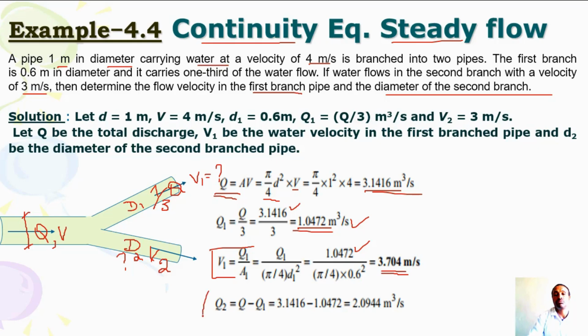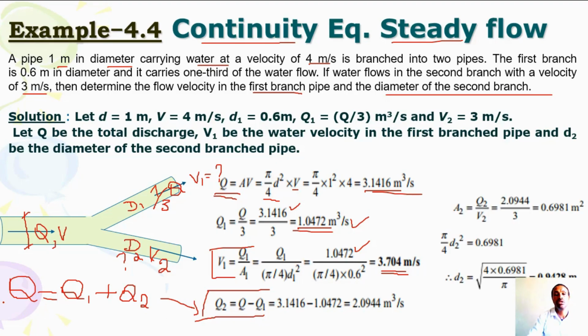Then to find Q2: you have total Q equal to Q1 plus Q2. It is branched into two pipes, so the total flow rate is the sum of the two. Then from this equation you can find Q2. So Q2 is Q minus Q1. Once you find this result, which is the flow rate in the second pipe, then from the continuity equation, you can substitute A2. So A2 is Q2 over V2.